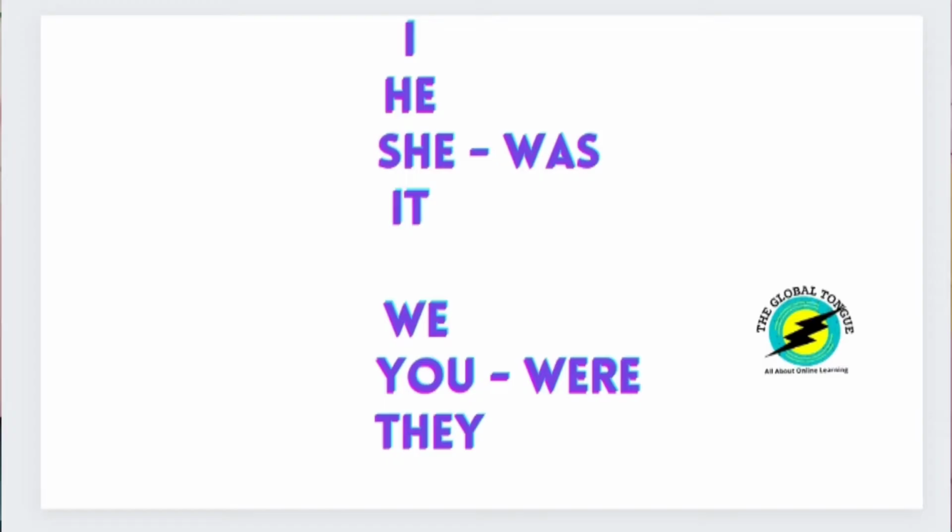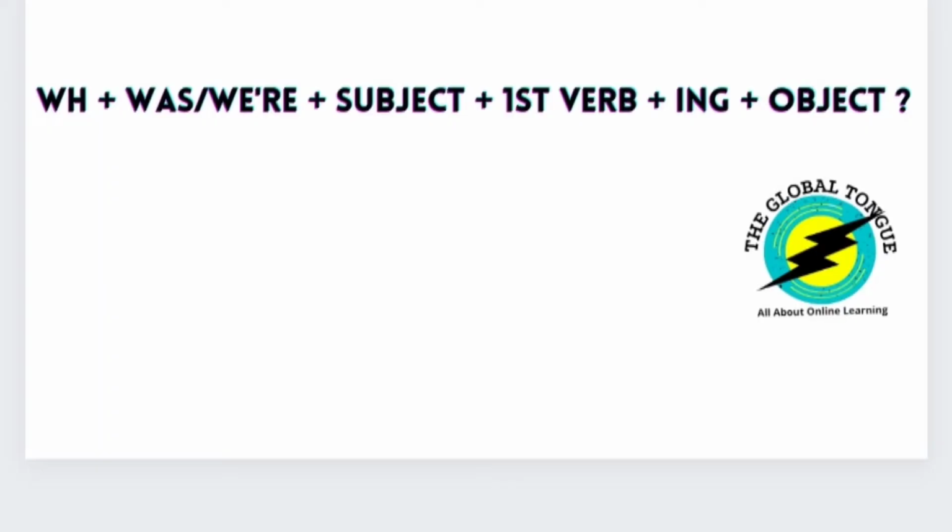Right. So before we begin to talk about past continuous tense, we would need to remember was and were here. So was is used with I, he, she, it, and were is used with you, we, and they. So the questioning techniques formula would be WH plus was and were plus subject plus first form of verb plus ing plus object.